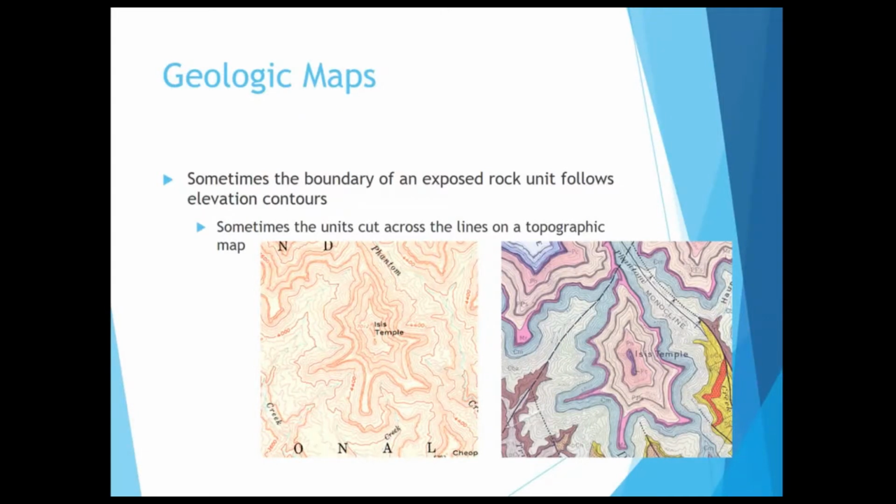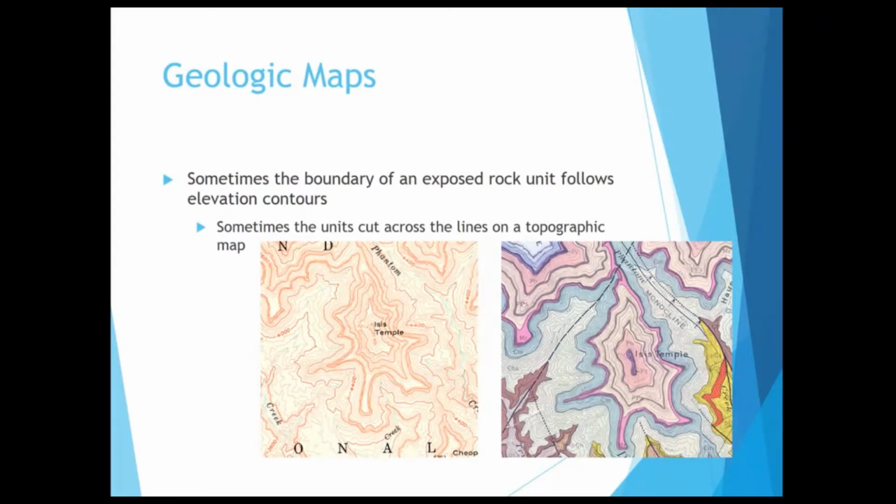If those rock units are parallel to topographic lines, it tells us that that rock unit is horizontal. The edges are at the same elevation. So if all the edges are at the same elevation, because all the edges are mirroring, are parallel to a contour line, that unit is horizontal. It hasn't folded, it hasn't tilted. It's still in its original position.